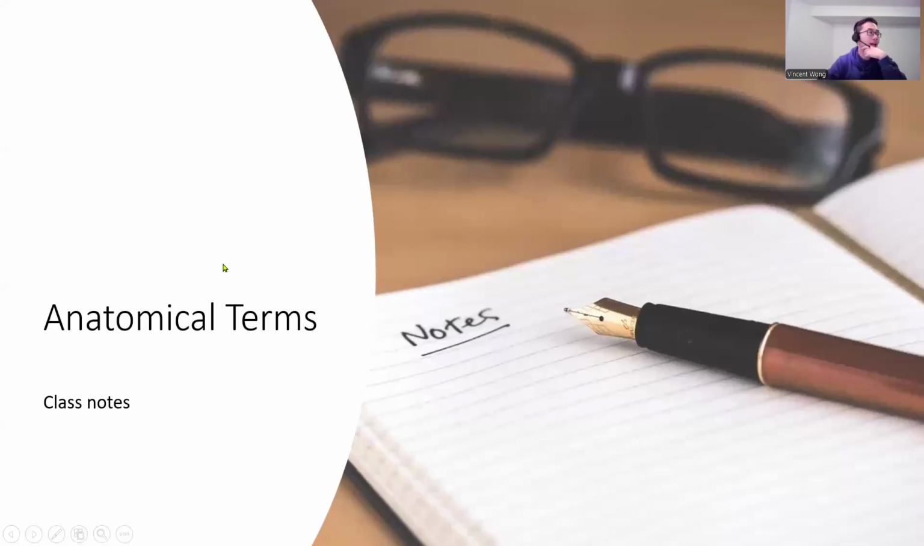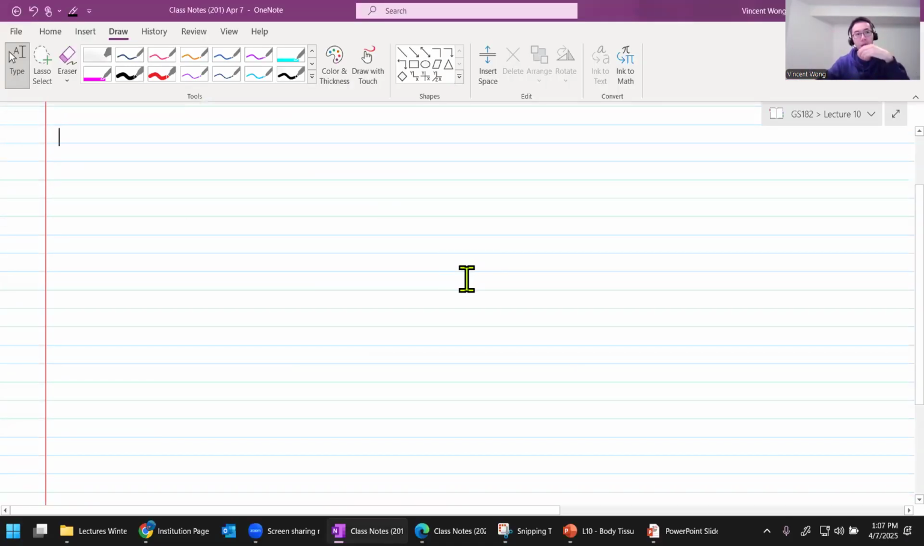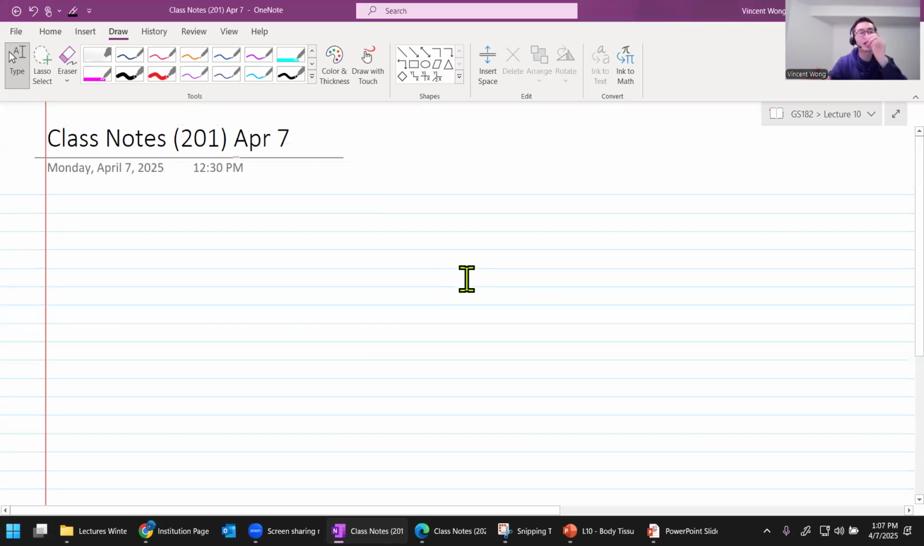Anatomical terms. When we describe the position of body parts, we want to be using anatomical terms, so everybody's using the same set of descriptions, and we're all referring to the person in a particular position. So we're not going to be confused. What do I mean by that? Well, for example, if I say that your kidneys are below the stomach.